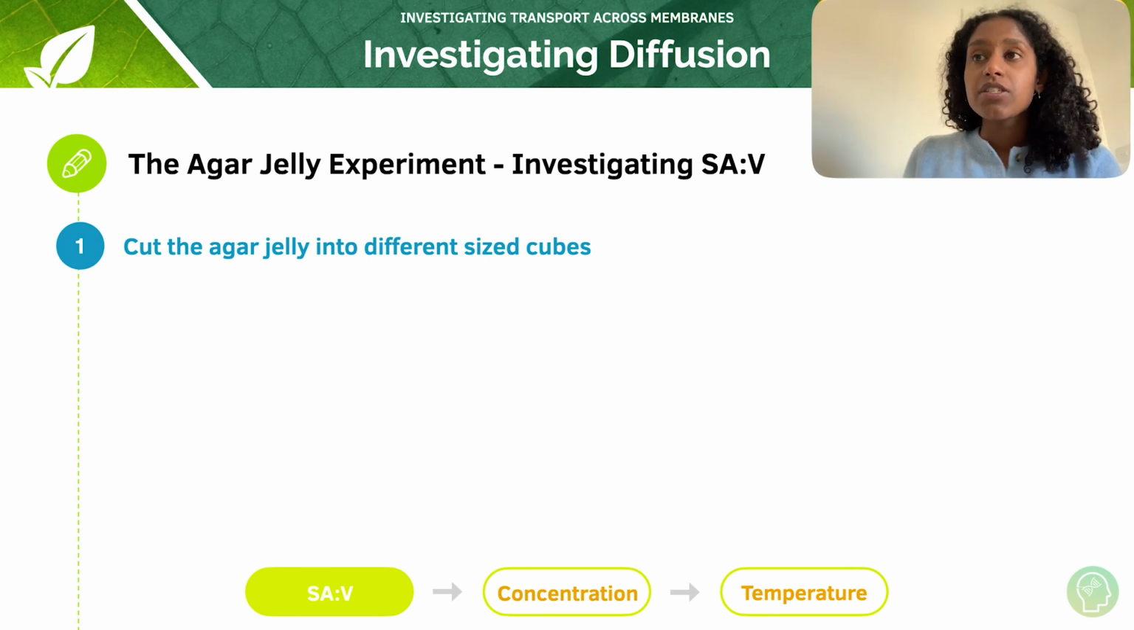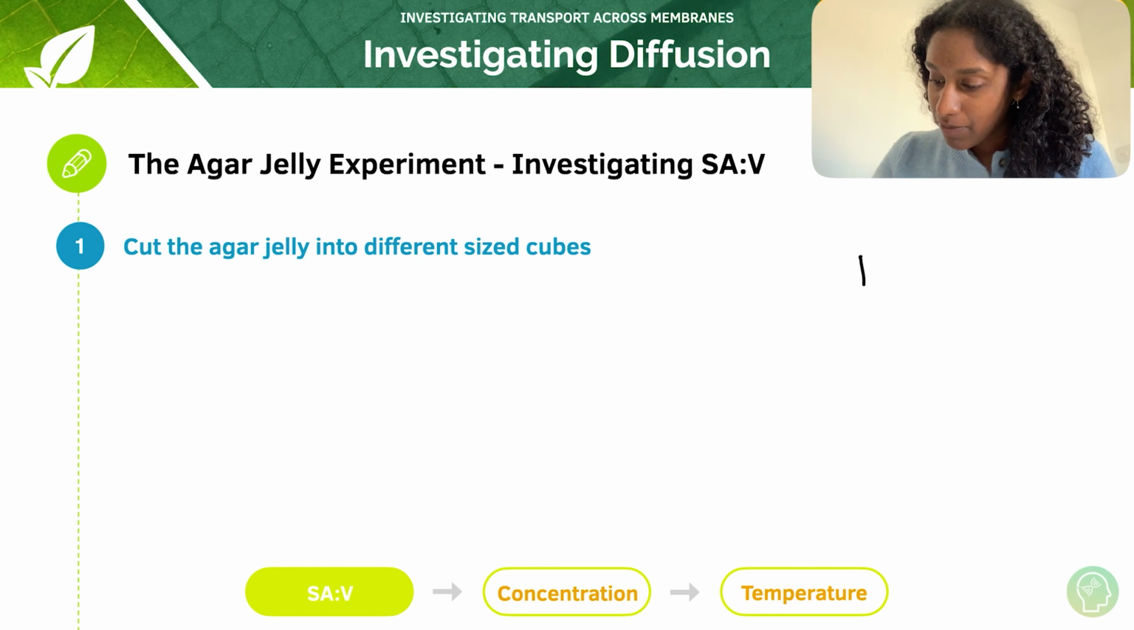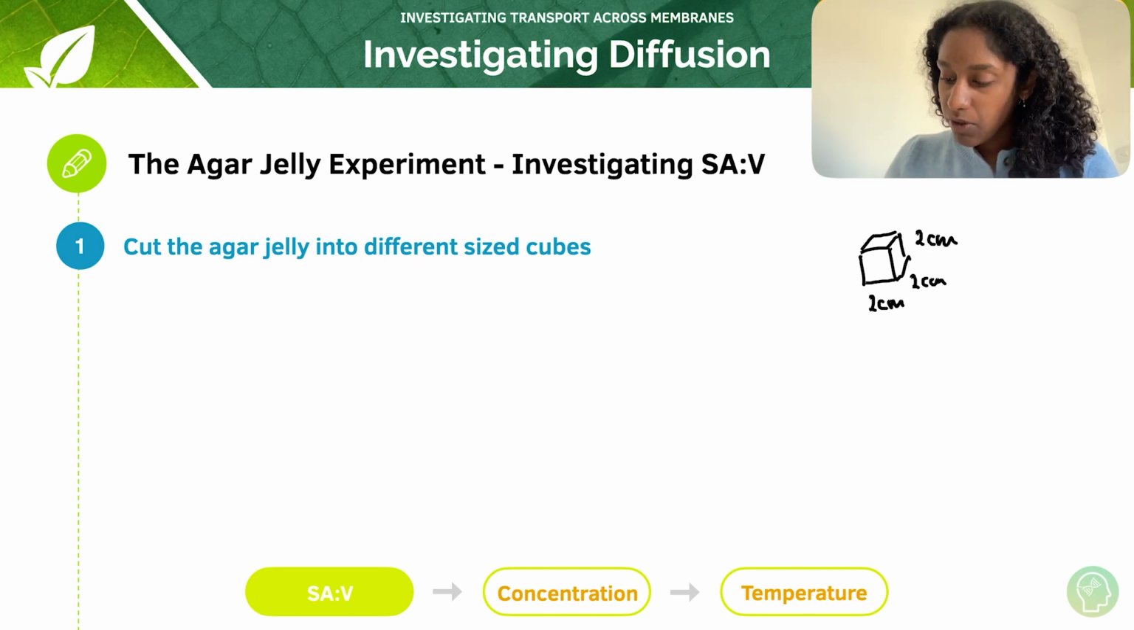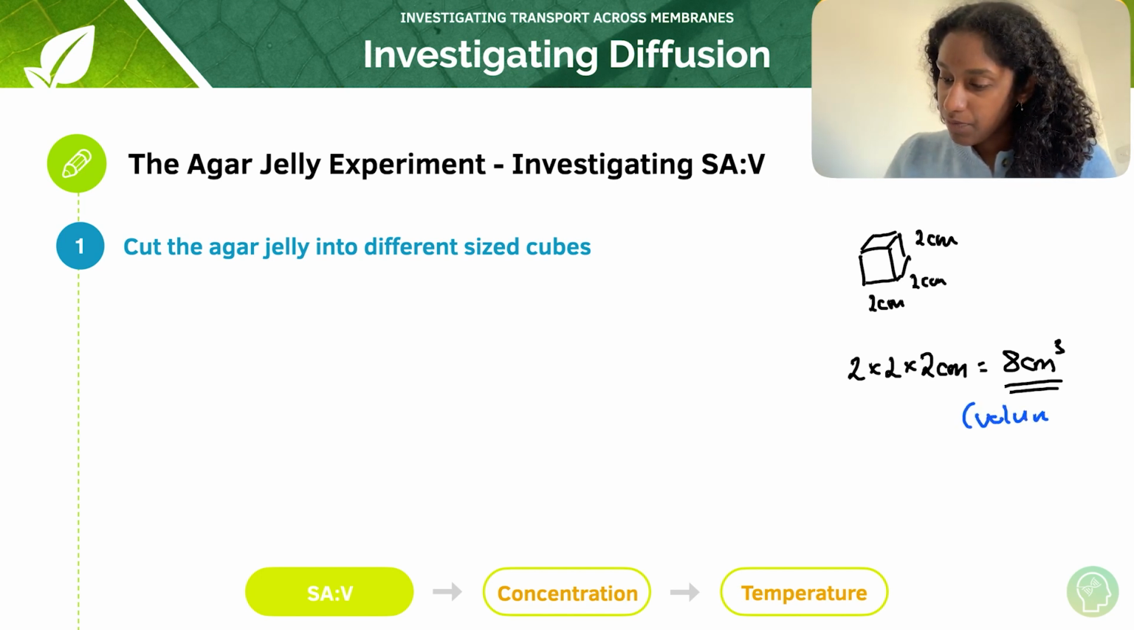ratio. So for example, a cube, so let me attempt to draw a cube here. A cube with 2 centimetre edges. That wasn't too bad, was it? 2 centimetre edges will have a volume of 2 times 2 times 2 centimetres, which is 8 centimetres cubed. So that's going to be the volume of this cube. So I'll put a little note saying that's volume.